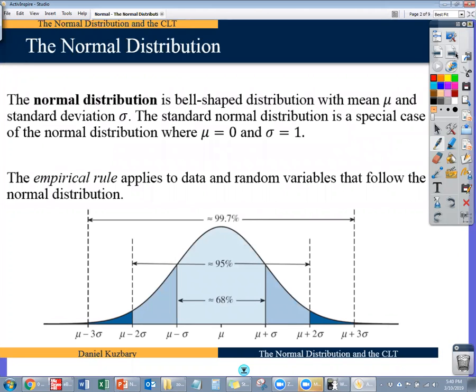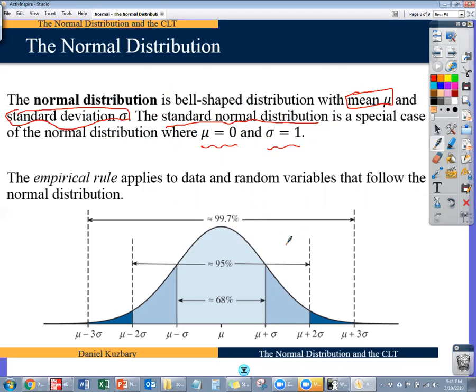The normal distribution is a bell-shaped distribution with mean mu and standard deviation sigma. The standard normal distribution is a special case of the normal where mu is equal to 0 and sigma is equal to 1. This is something I've already shown in a different video. The normal distribution is more general than the standard normal in that in order to define it, you just specify the mean and the standard deviation. And you've got a nice bell-shaped distribution.